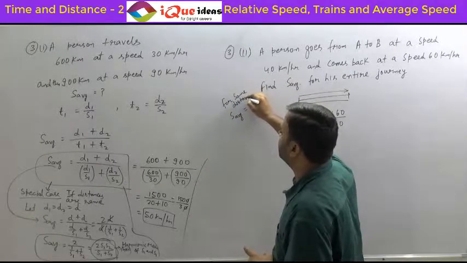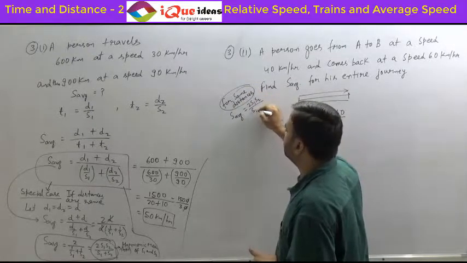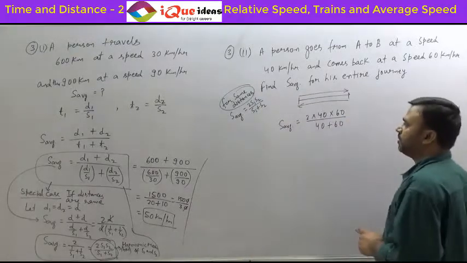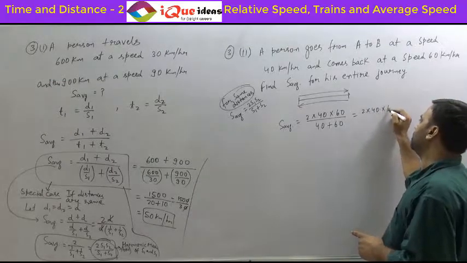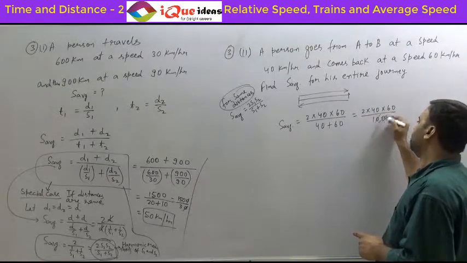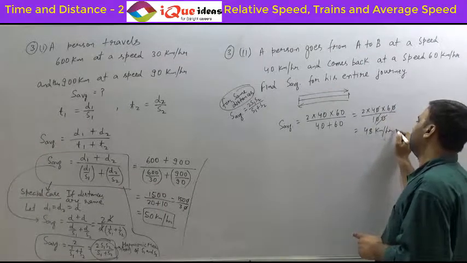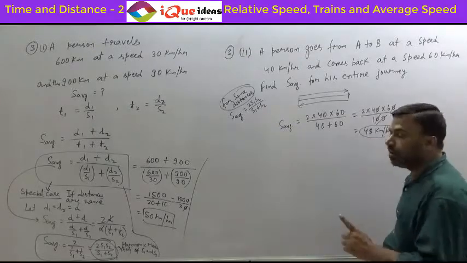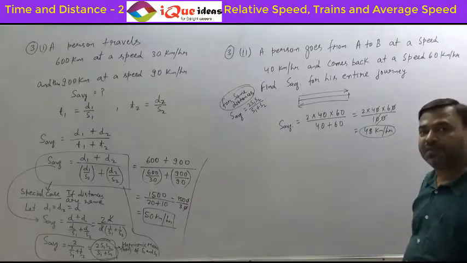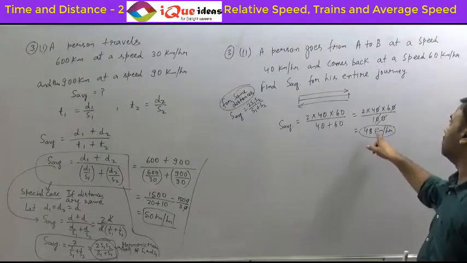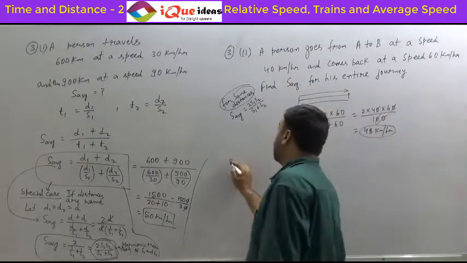And remember, only for 2 parts. You will not be asked anything more than 2 parts. It is 2 s1 s2 upon s1 plus s2. So 2 into product of speeds divided by sum of speeds. So this will become 2 into 40 into 60 divided by 100. Cancel zeros, 2 into 4 into 6, that is 48 kilometers per hour. Remember, distances are same, times are not. Obviously, if the distances are same, speeds are different, the times would be different. So it is again not the simple average of 40 and 60, it is something else. There is another way of asking the same thing.